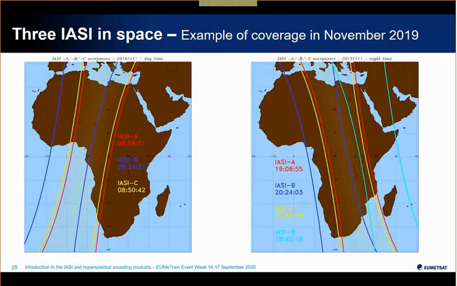Okay, so I mentioned there are currently 3 IASI flying in space, and I'm showing here an example of their coverage last November 2019. So IASI-A in red, you can see the swath here, flew at 8 UTC, and about 40-50 minutes later came IASI-C with quasi at the time overlapping swath, and IASI-B 1 hour and 15 minutes later. So with the combination of the three, you should have a pretty nice coverage twice per day.